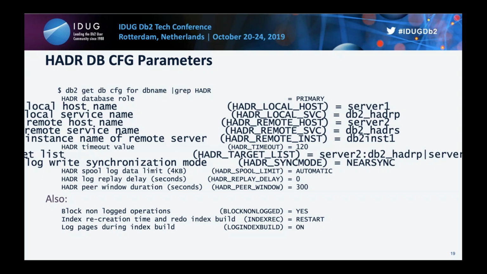HADR target list is a critical one and a newer one. It wasn't in the original HADR settings. It was added to allow for multiple standbys. So with HADR target list, you put your server name and your server port for what would be the primary if this server, or what would be the principal standby if this server were the primary. And then you put other servers after that so that DB2 knows where to communicate for those as well.